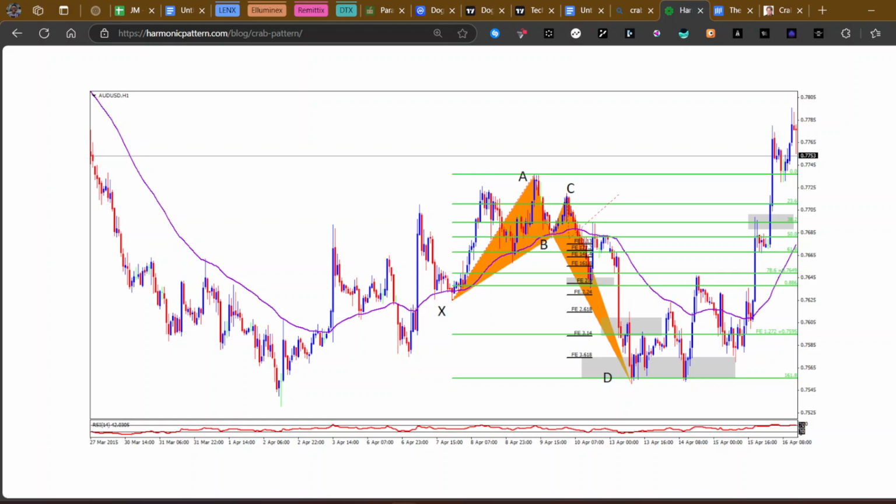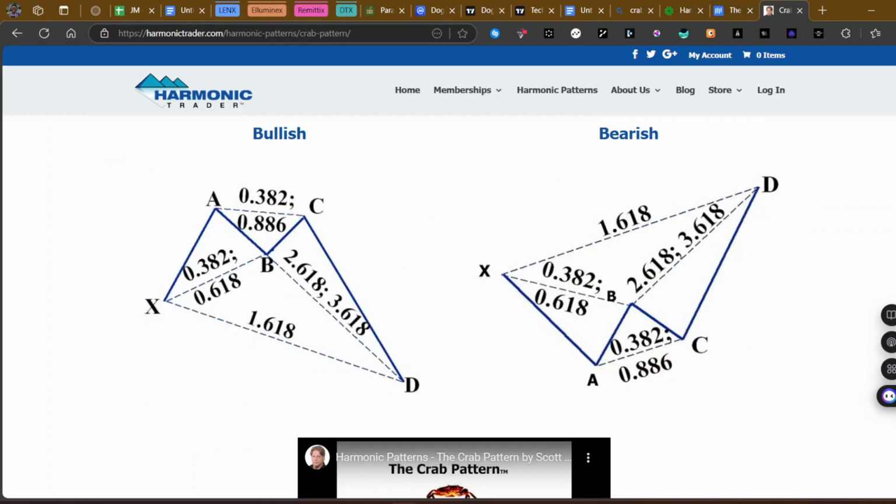Now, what is great about these ratios? Can you see that this was the 161.8 Fibonacci extension level where we had notable reversal? So when price hits these levels, basically it's a strong indication that a reversal is imminent, which is when you can make your move. So how do you spot the crab pattern on your charts?